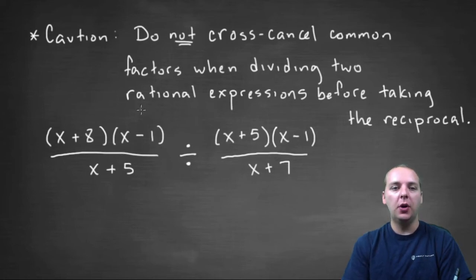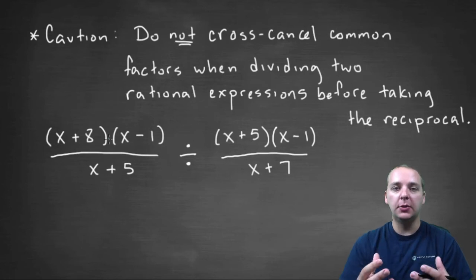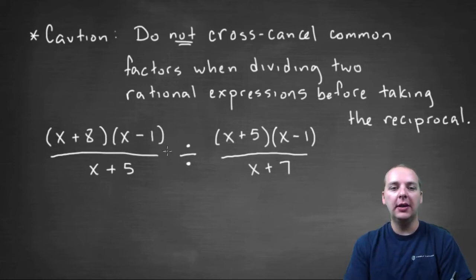Students are naturally trained to cancel, cross cancel, or simplify all these rational expressions before the algebra is done, which is not a bad thing because that makes the math a little bit easier. But here it can get you in trouble. Here's what I mean. When looking at this type of division problem, let's say we have x plus 8 times x minus 1 divided by x plus 5, that expression divided by x plus 5 times x minus 1 divided by x plus 7.